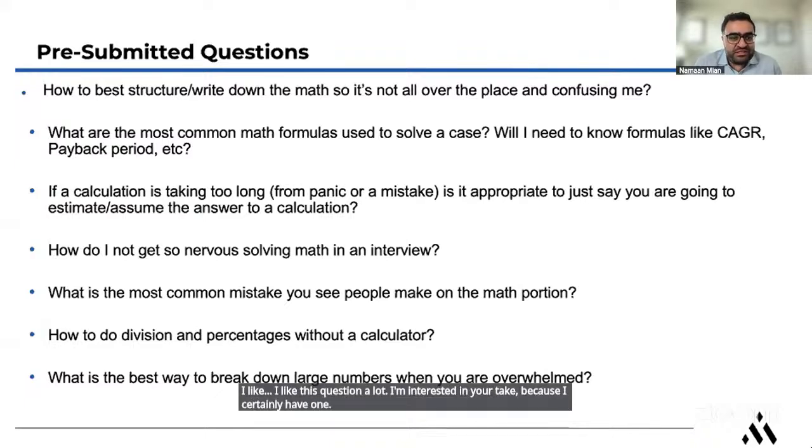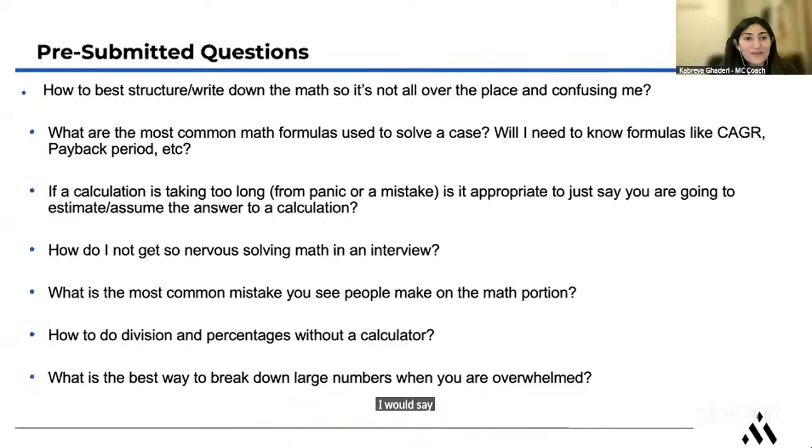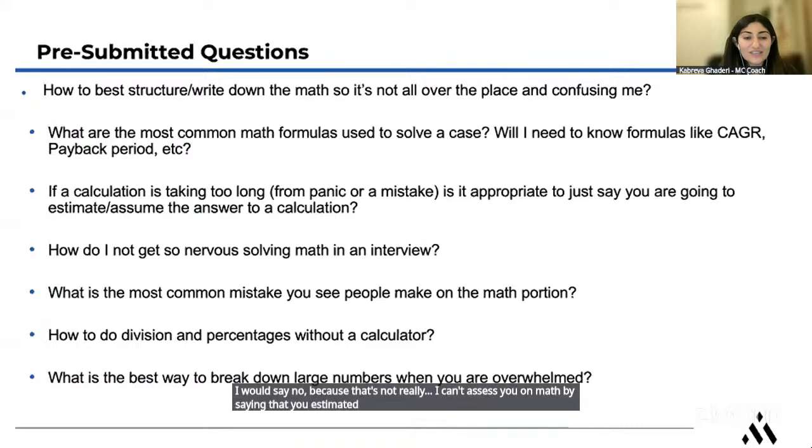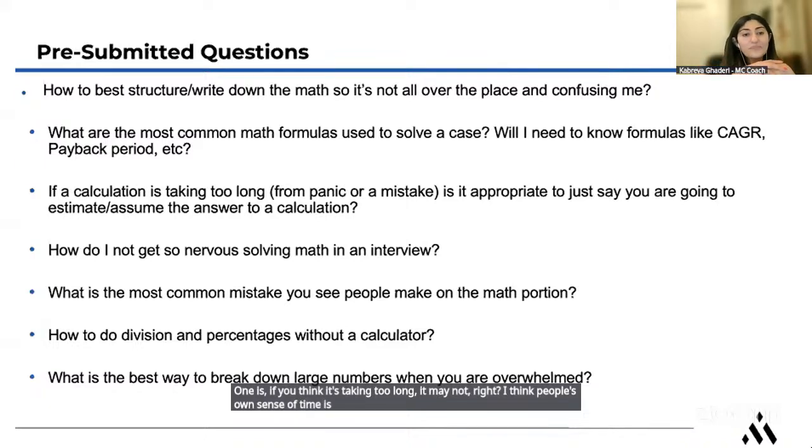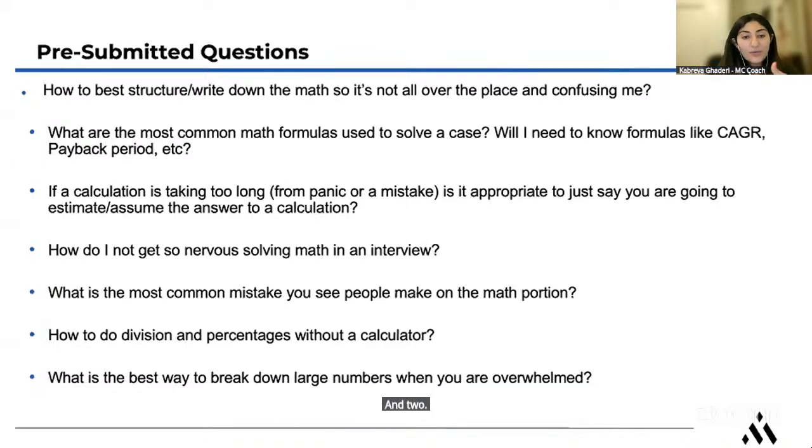If a calculation is taking too long, is it appropriate to just say you're going to estimate or assume the answer? I would say no, because I can't assess you on math by saying that you estimated or assumed the answer. Generally, if it's taking too long or you're panicking or there's a mistake, one, if you think it's taking too long, it may not be, right? I think people's own sense of time is slightly warped.